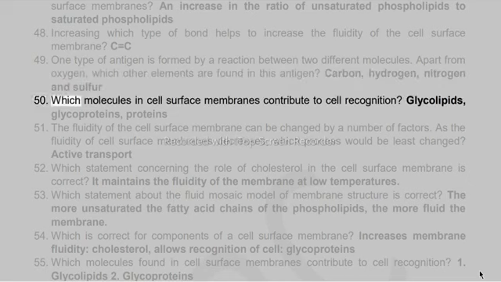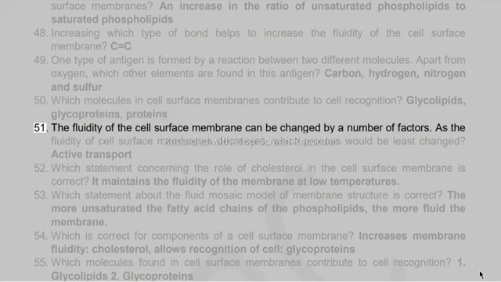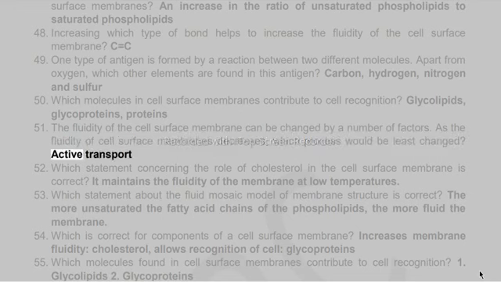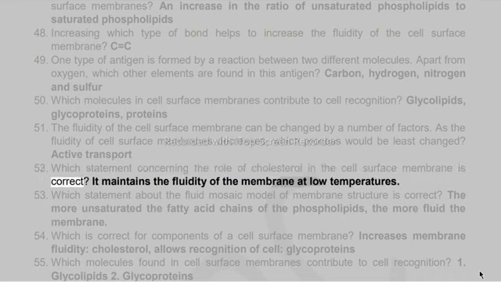50. Which molecules in cell surface membranes contribute to cell recognition? Glycolipids, glycoproteins, proteins. 51. The fluidity of the cell surface membrane can be changed by a number of factors. As the fluidity of cell surface membranes decreases, which process would be least changed? Active transport. 52. Which statement concerning the role of cholesterol in the cell surface membrane is correct? It maintains the fluidity of the membrane at low temperatures.